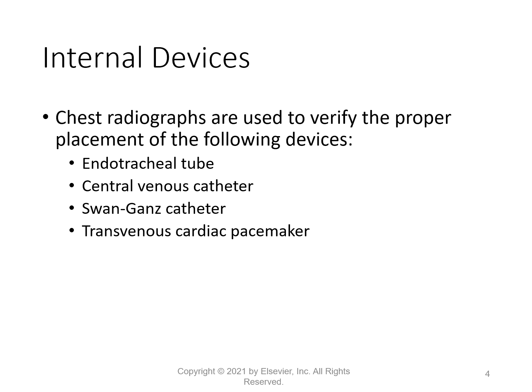Now, some of the internal devices that we're going to look at and check their placement and learn how to find exactly where we should see them placed on our x-rays are going to include the endotracheal tube, which is going to be for breathing, the central venous catheter, which is going to be inserted into a vein and then entered right to the right atrium of the heart, and a Swan-Ganz catheter, as well as a transvenous cardiac pacemaker.